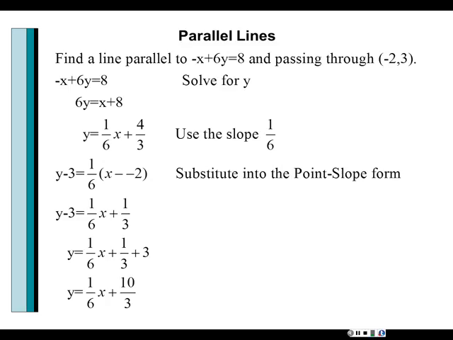What do we need? We need the slope, right? And we got that, which is 1/6, because we have another line which is parallel to this, and that line has a slope of 1/6. So we know that the slope of this line is going to be 1/6, right? And we also know that this line will be passing through (-2, 3), right?